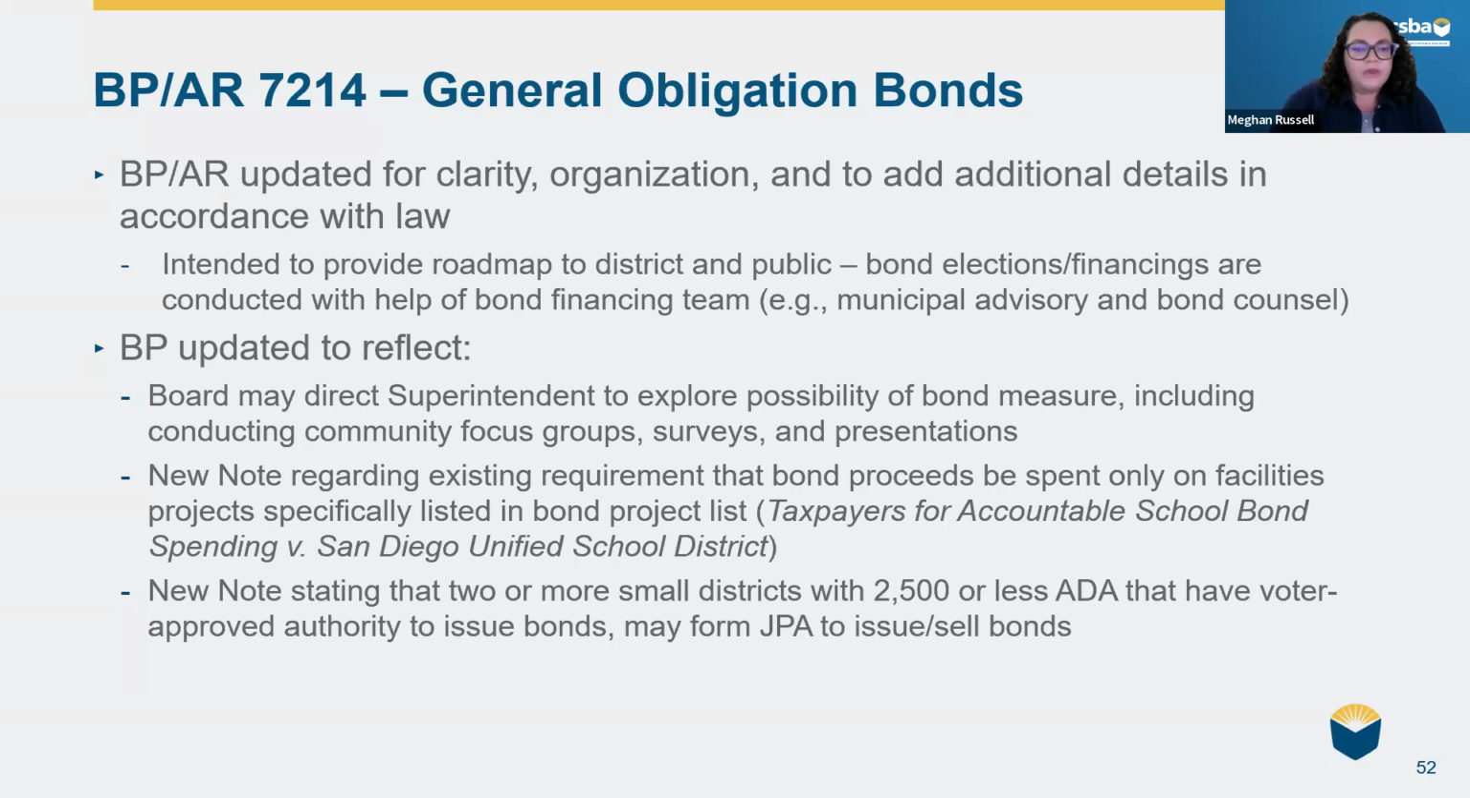So, and just one thing that we did add, we added a new note about the existing requirement that bond proceeds be spent only on facilities projects that are specifically listed in a bond project. And that's just from an existing court case, the Taxpayers for Accountable School Bond Spending versus San Diego Unified. And again, it's really important to work with bond counsel because this is what they do day in and day out. And it's a very kind of technical area of the law. The next slide, please.